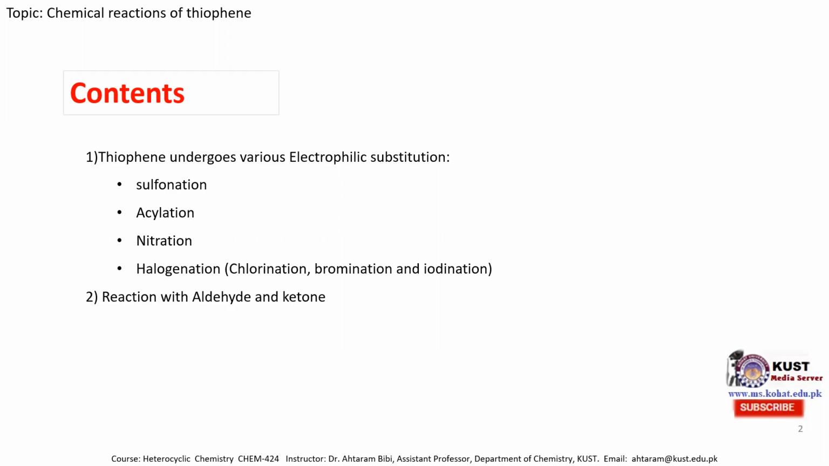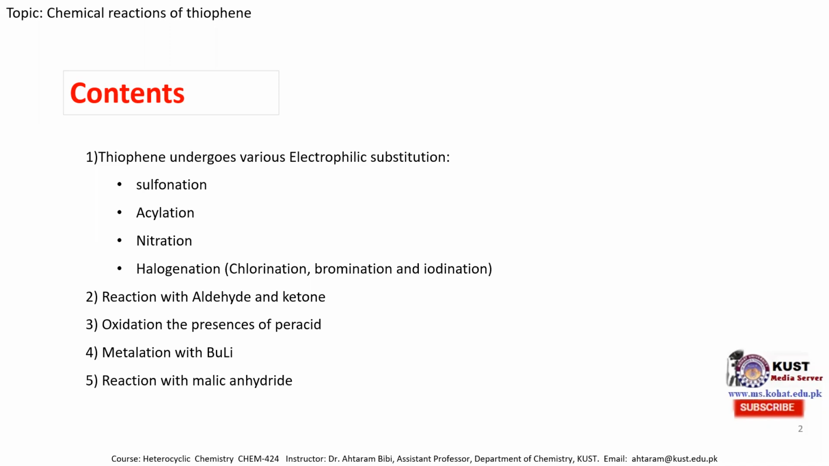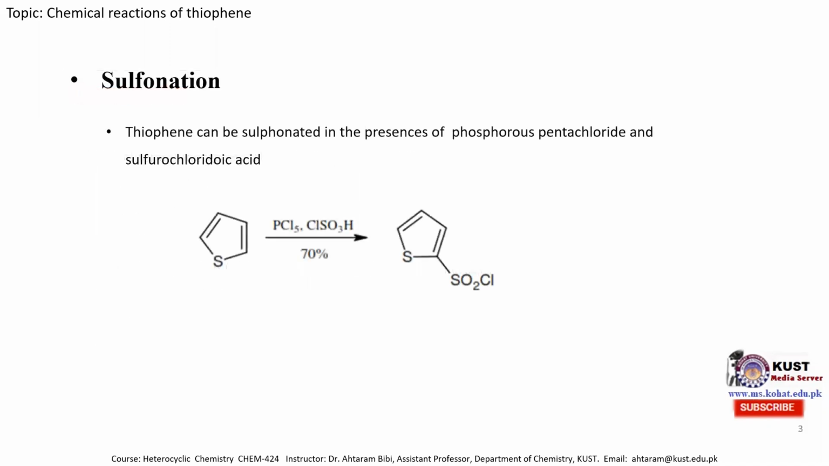The second type of reaction is reaction with aldehyde and ketone. The third type of reaction is oxidation in the presence of per-acid or hydrogen peroxide. The fourth one is metallation with butyl lithium. And the last one is reaction with maleic anhydride, which produces the Diels-Alder product. So I will discuss these reactions one by one. First I will discuss the various electrophilic substitution reactions.